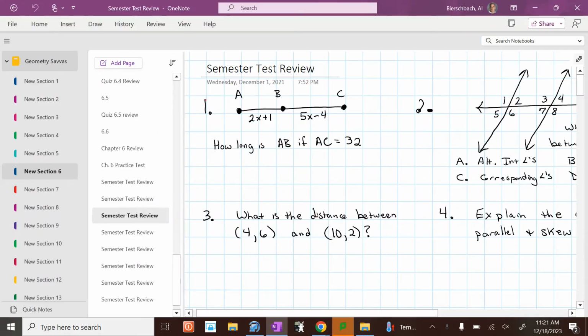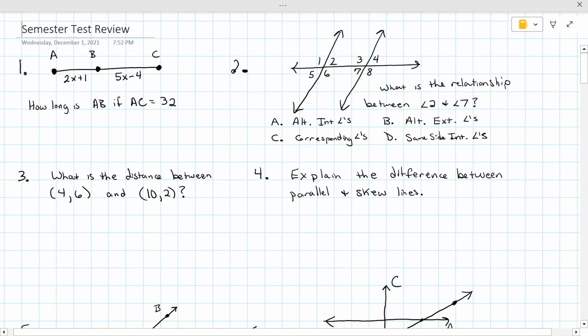All right, here we go. Let's go through this review sheet. I will go fairly quick because there's a lot to it. So, your tests will be very, very similar to this, just like most practice tests. So, how long is AB if AC is 32?